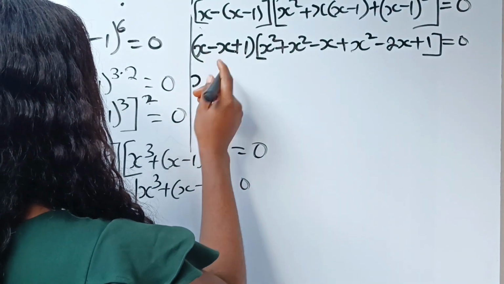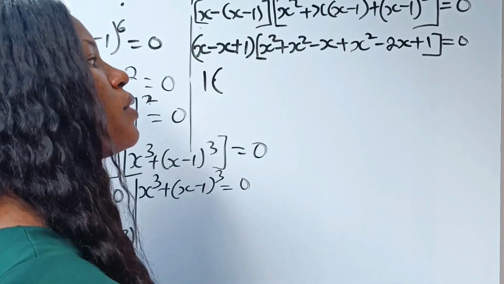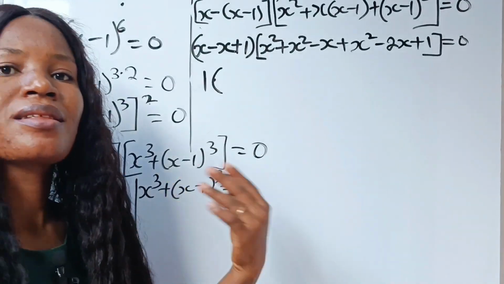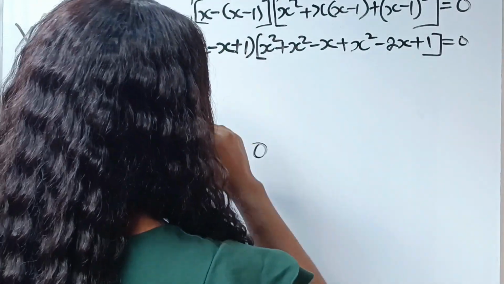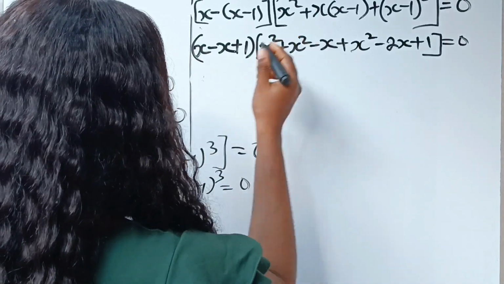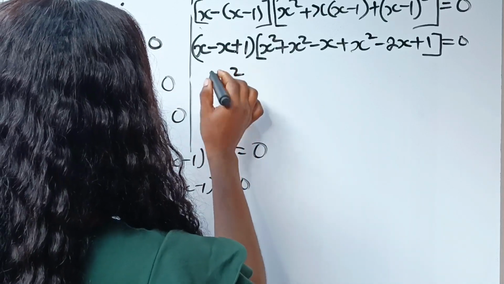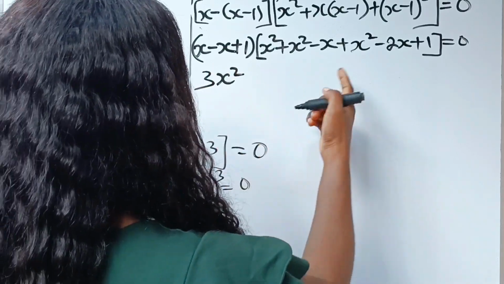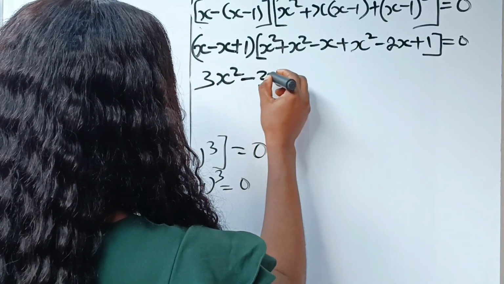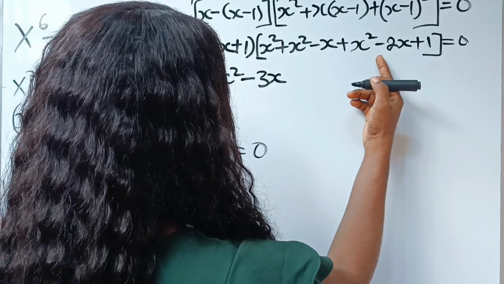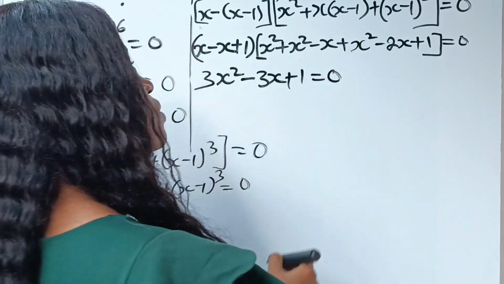Now we have x minus x is 0, so what we have here is 1. One multiplied by anything is still 1, so let's just assume that we don't have this bracket. So we continue from here. x squared plus x squared will give us 2x squared, plus another x squared will give us 3x squared. Now we have minus x minus 2x will give us minus 3x, then we have only plus 1 remaining. Plus 1 is equal to 0.